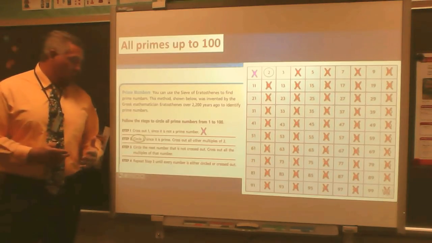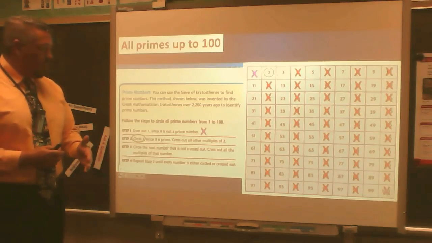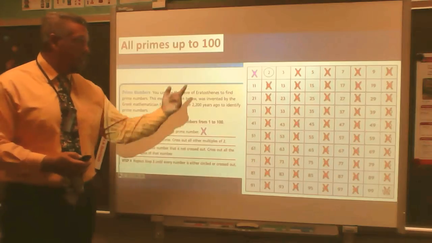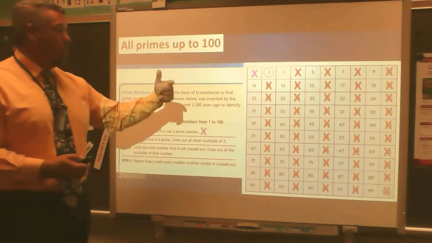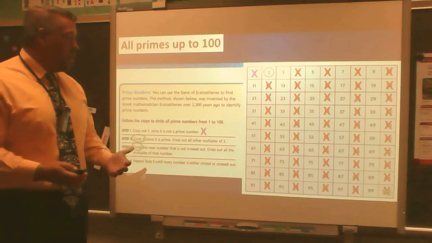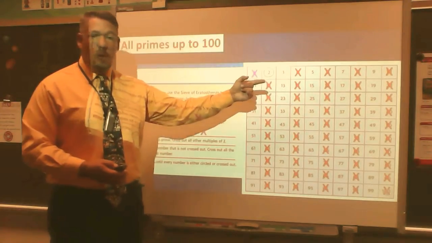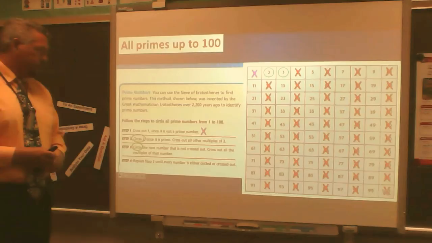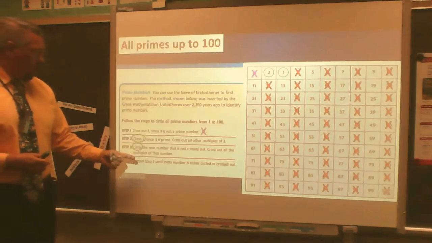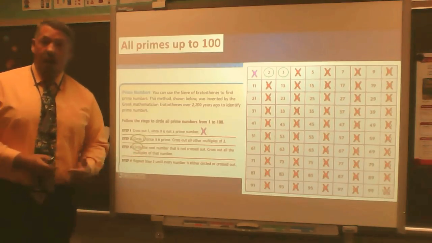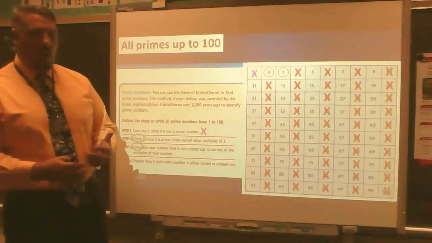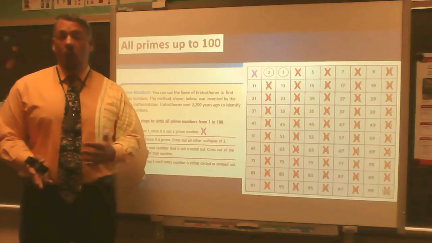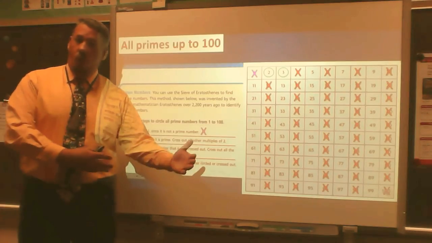Step 3 then says, circle the next number that is not crossed out. Well, my next number not crossed out is the next counting number, which is a 3, so I'm going to circle it. Why? Because I know that the 2 doesn't go into it, and therefore that has to be a prime number. Now you're going to cross out all of the multiples of that number. So I have to multiply by 3s all the way through, or I can go every third one.